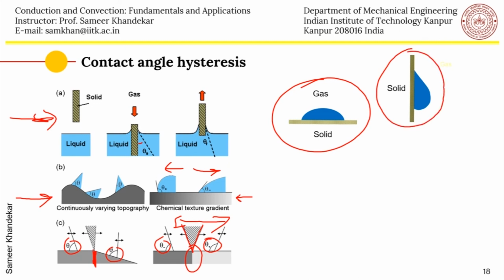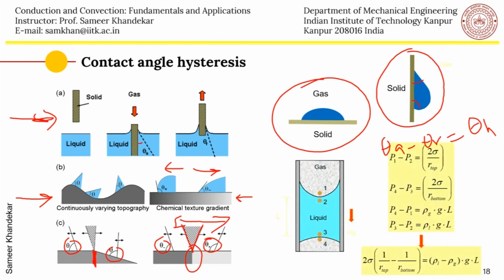Because of the hysteresis, a liquid plug like a Taylor bubble plug, or a Taylor plug, in a small pipe, you can actually apply the Young-Laplace equation at positions 1 and 2 and 3 and 4. Since gravity is acting in this direction, this particular angle is different than this angle, because one of them is advancing and one of them is receding. Because of the hysteresis, if you apply the Young-Laplace equation, P1 minus P2 will be 2 sigma by r top, and here the radius is different, the top radius and the bottom radius are different, so 2 sigma by r bottom.